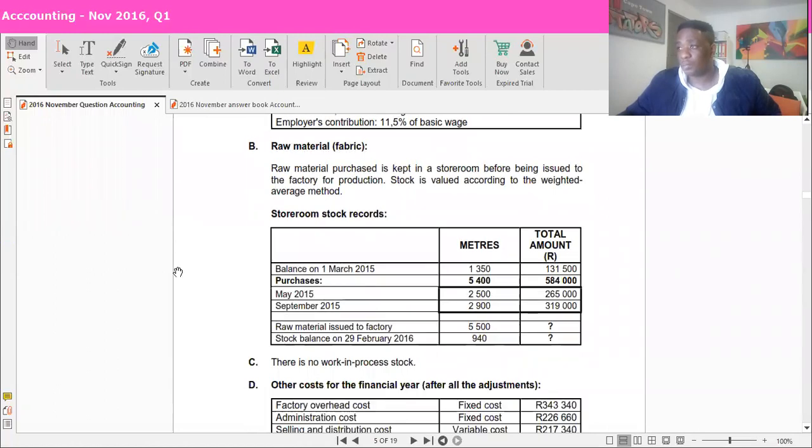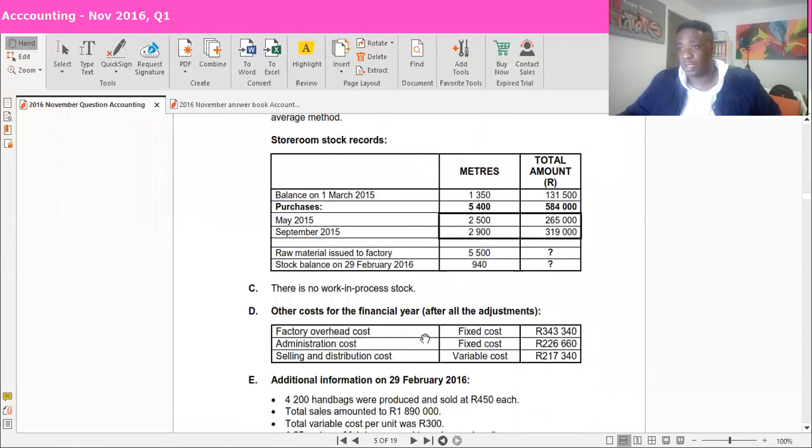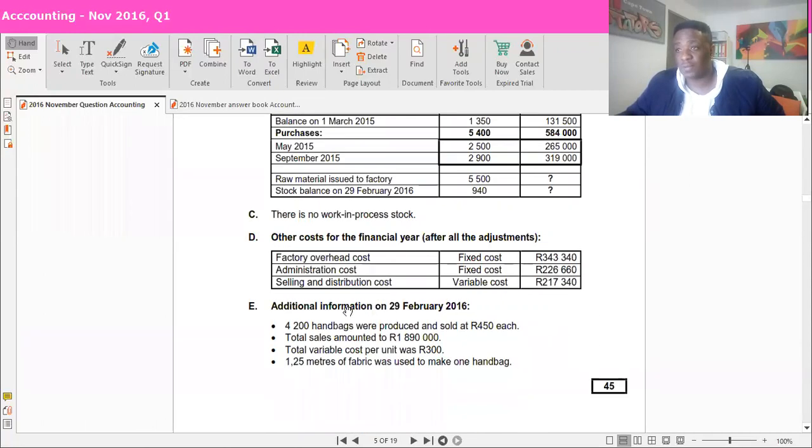Something that's been given out there is fixed cost. So the admin cost and the factory overhead cost are fixed. So that's 343,340 and 226,660. And then after that, they've also given information in terms of the price of each bag, which is 450. And then they also gave us the amount for variable cost per unit, which is 300. And therefore, we have what we need in order to calculate the break-even point.